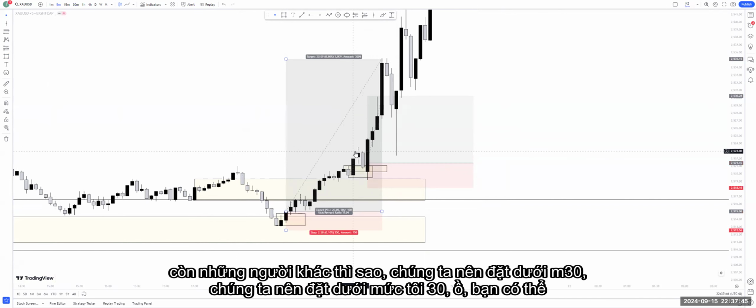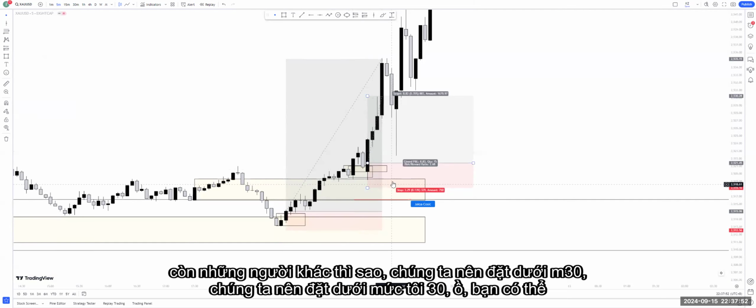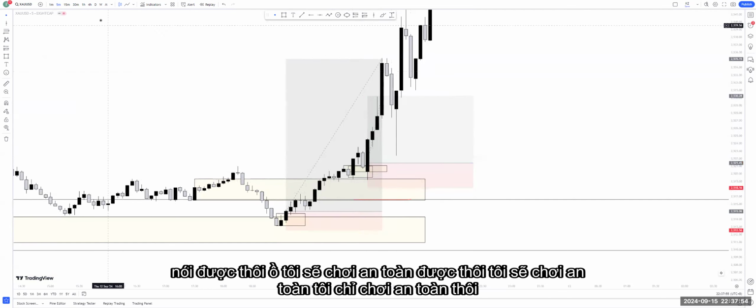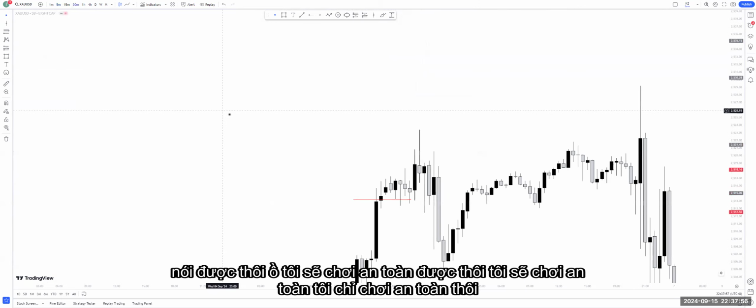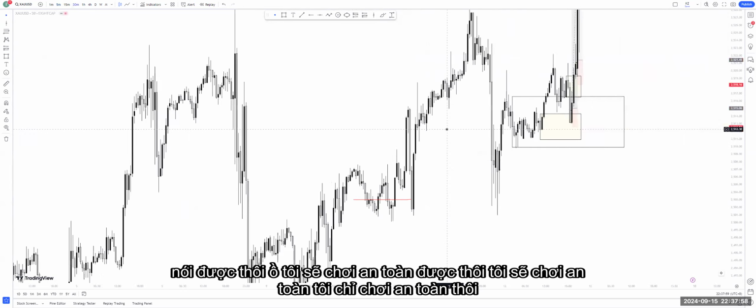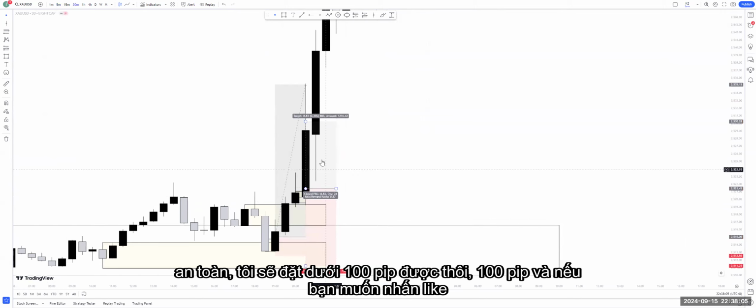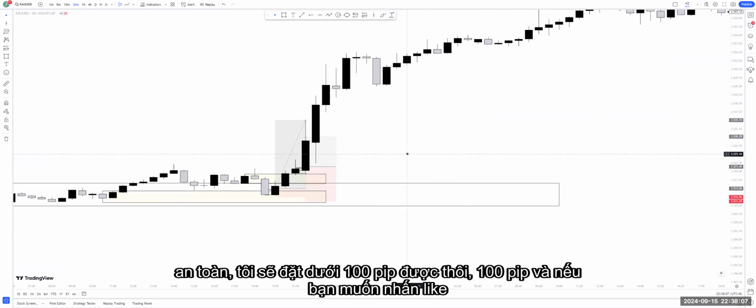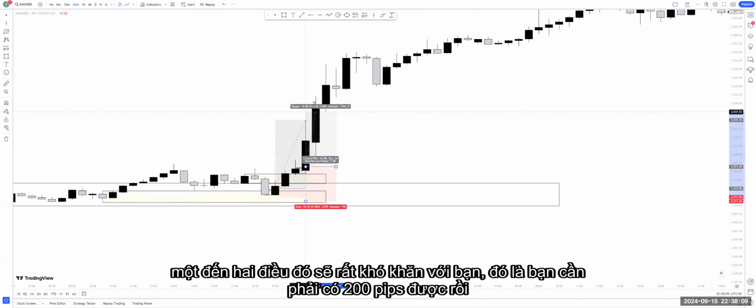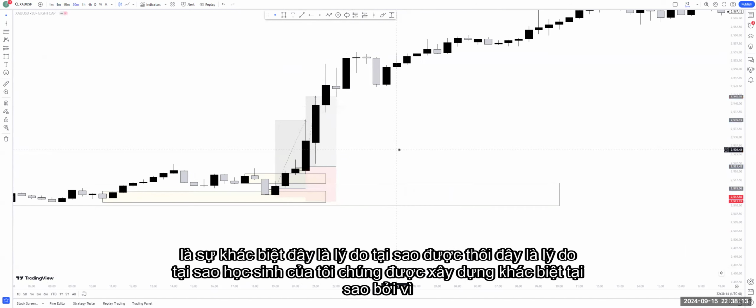How about the others? Should we put it below the M30? Oh, you might say, I'm just going to play safe. Or I'm just going to put it below the EG, 100 pips. All right, 100 pips. And if you want to hit like 1 to 2, that is going to be very, very hard for you, because you need to have 200 pips. This is the difference.